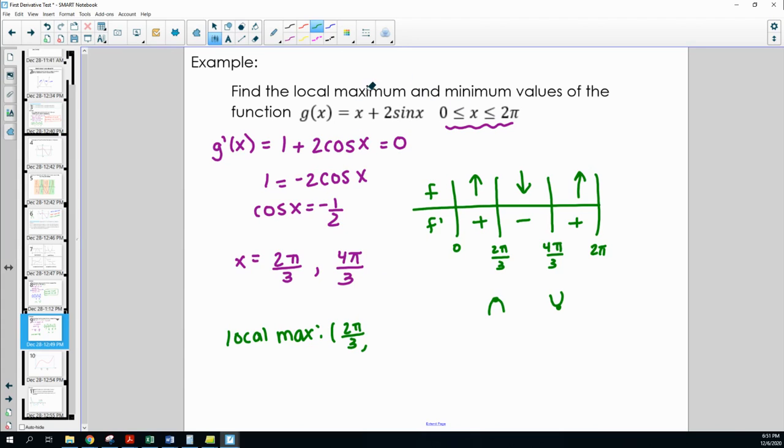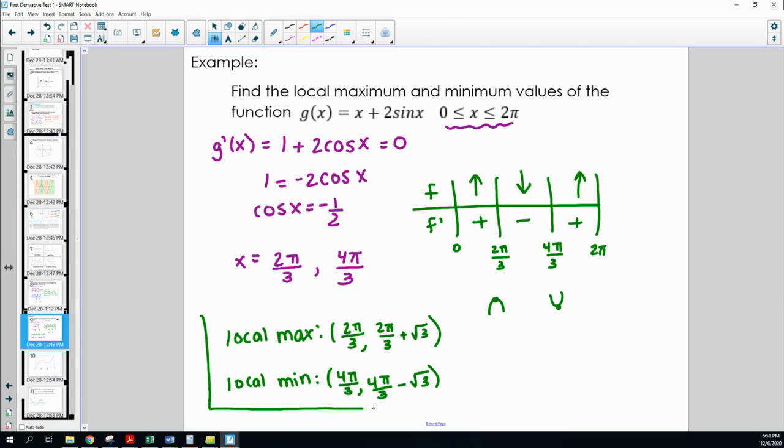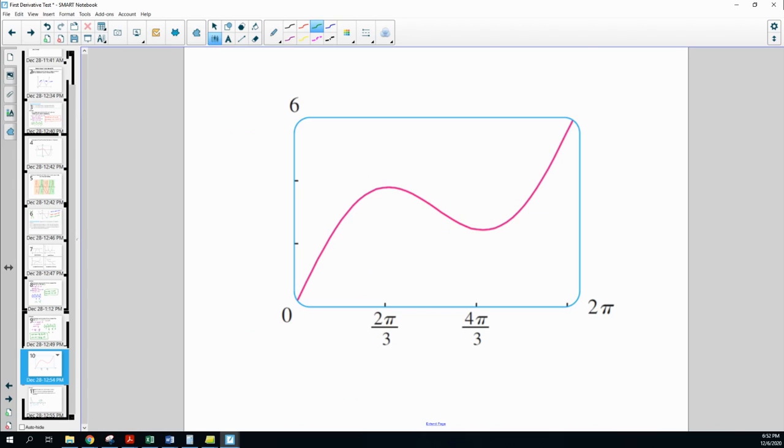And if I plug that in again to the original function, that's going to give me 2 pi over 3 plus root 3 as my y value. And then for the local minimum, we've got 4 pi over 3. And then the y value would be 4 pi over 3 minus root 3. And that's from plugging it into the original function. Okay, and here's a graph of the original function, and we can see that the local maximum occurs here. We can see that the local minimum occurs here.